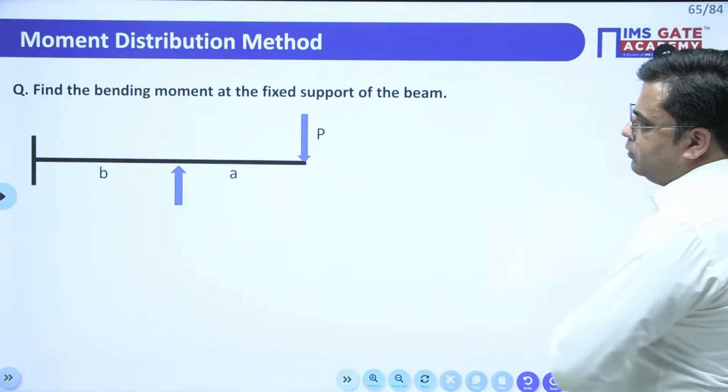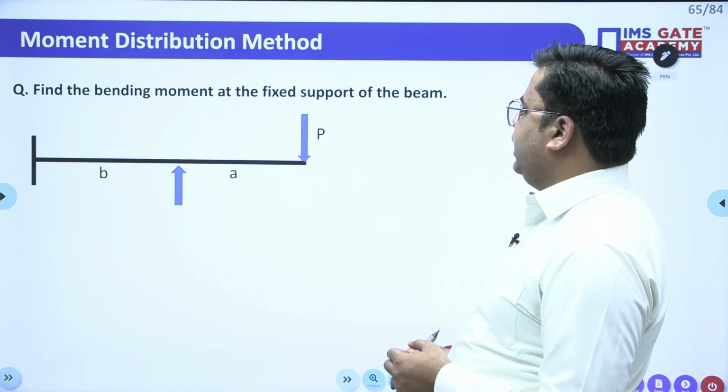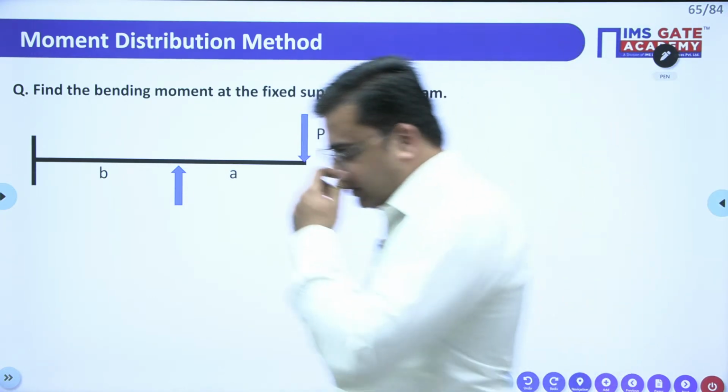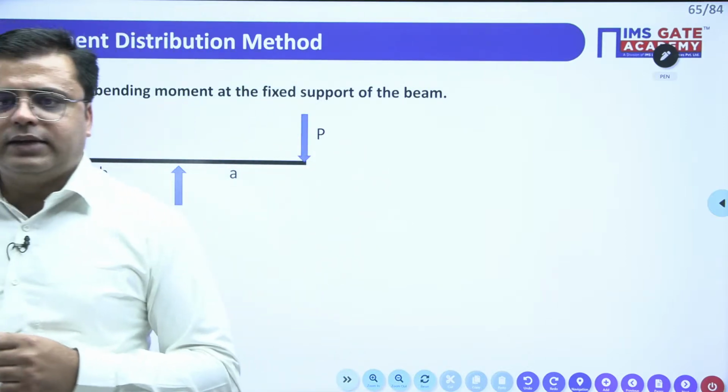Next. Then find the bending moment at the fixed support of the beam shown in the figure. Okay, just attempt this question.